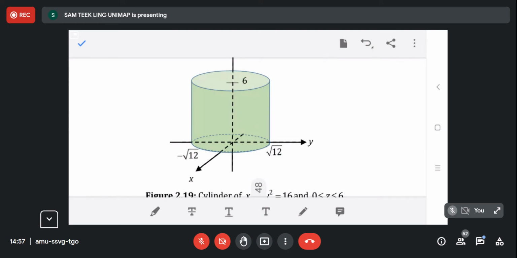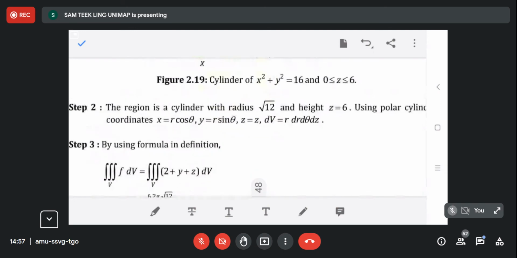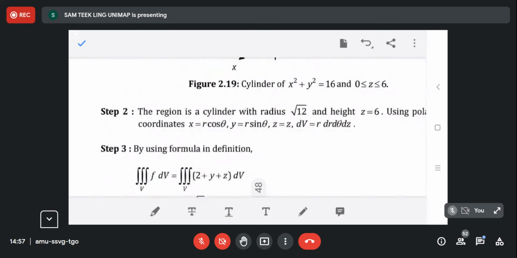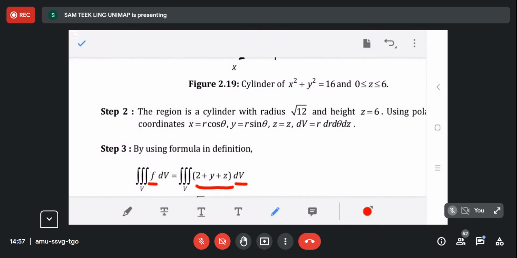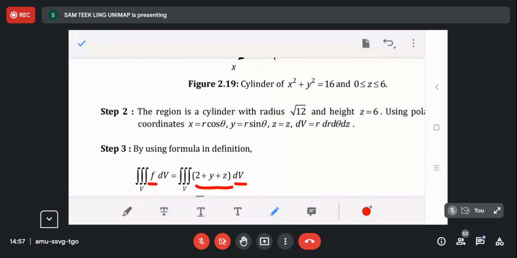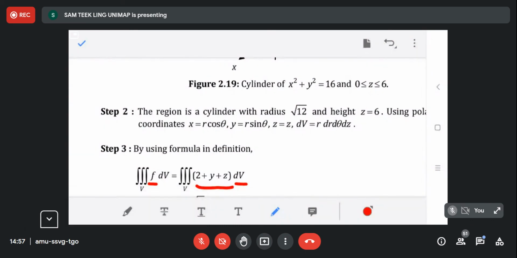So when you apply your formula, for this one you replace only F with 2 plus y plus z, then dV. So you can see this is a volume integral, no need for a dot product, only for a surface. For a surface you need to find n, then F dot n. This one you use directly.